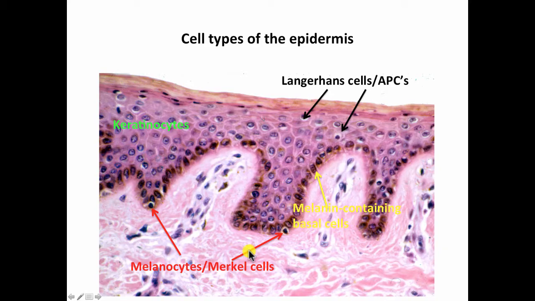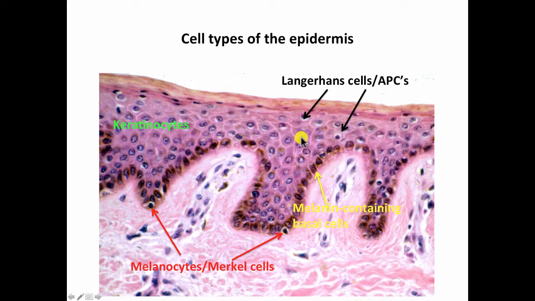synthesize the melanin. Merkel cells are also located in the stratum basale, and they are tactile sensory cells, and the base of the Merkel cell makes contact with the terminal disc of a nerve fiber, and this functions as a mechanoreceptor, that is the detection of touch. Now, it's almost impossible at the light microscope level to distinguish Merkel cells from melanocytes, so if I were to ask you to identify this cell, you would get full marks whether you said melanocyte or Merkel cell.